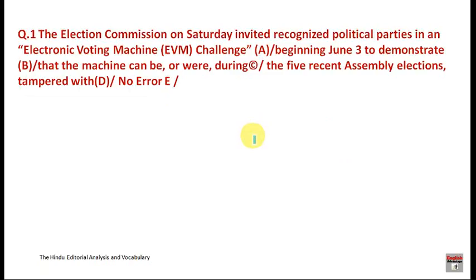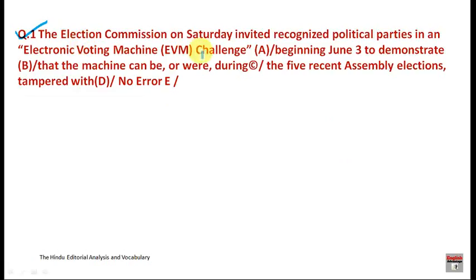Now here we start the one word substitutions. Spotting the errors. Now this is question number 1. The Election Commission on Saturday invited recognized political parties in an electronic voting machine challenge beginning June 3rd to demonstrate that the machine can be overvoted during the 5 recent assembly elections tampered with.